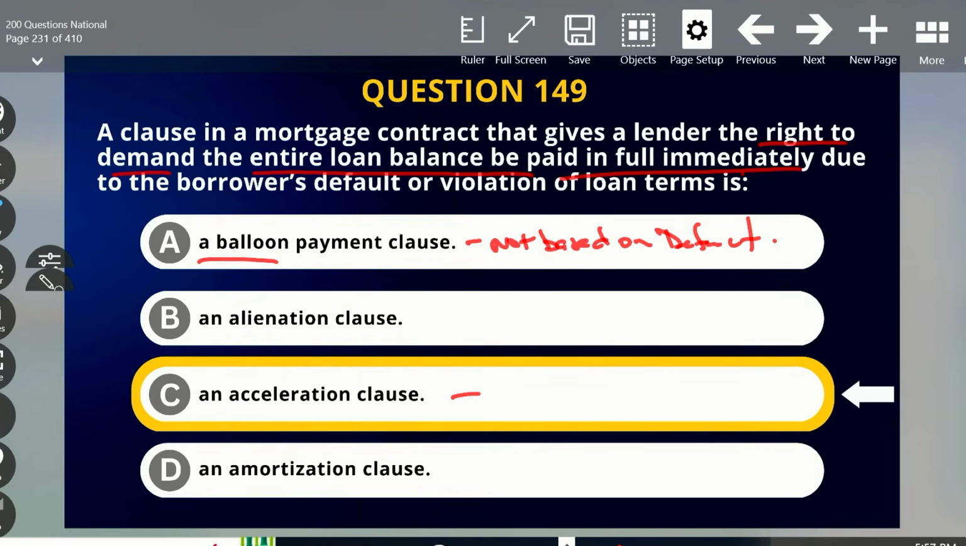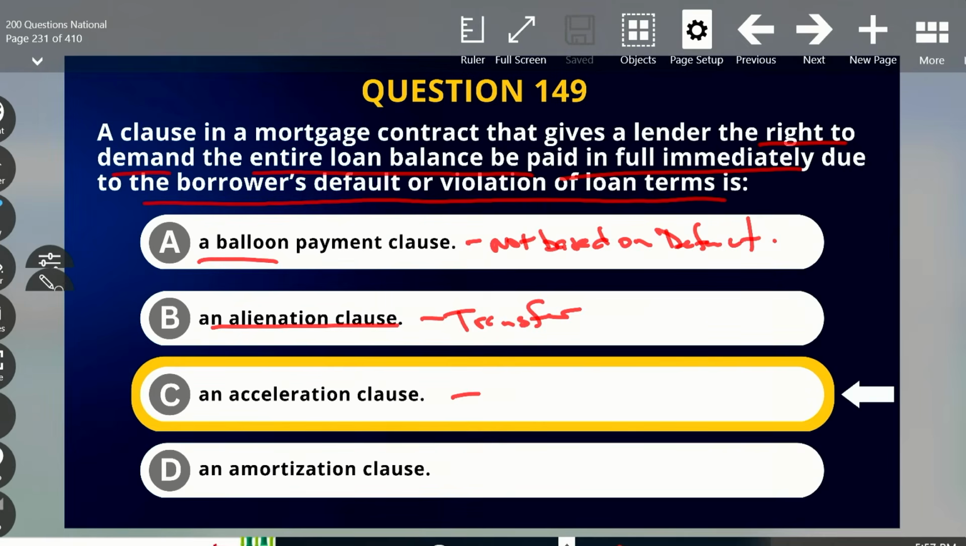And it says here in the question that there's a default due to the borrower's default or a violation of the loan terms. All right, now there's an alienation clause, and alienation means to transfer. So that's a transfer clause that says if the borrower sells the property, then the lender wants their money back. But that's not a default or a violation. That's called the alienation clause.